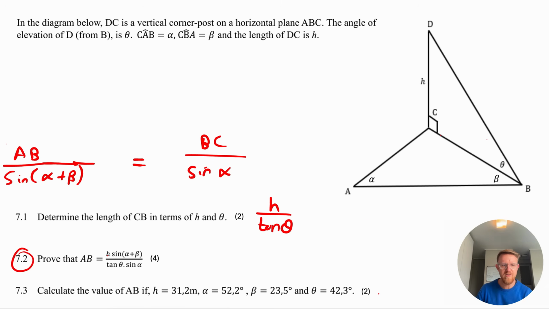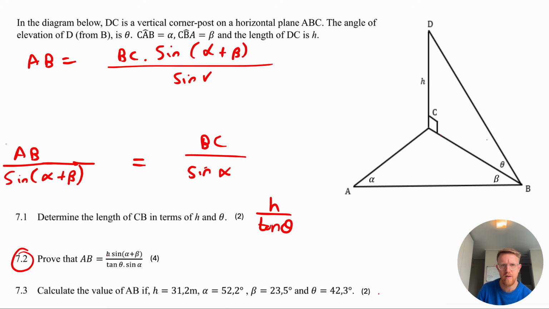So if we rearrange this now to get AB by itself, you're going to end up getting BC multiplied by sin(alpha plus beta) over sin alpha. All I did was multiply that up there. It's like doing cross multiplication, but I didn't take this one to the left because I don't want it on the left. So now we have this.